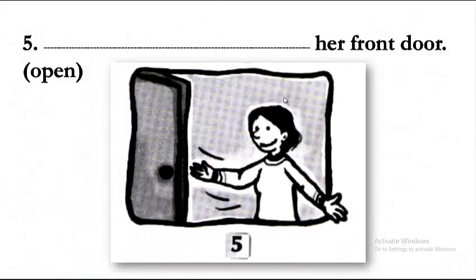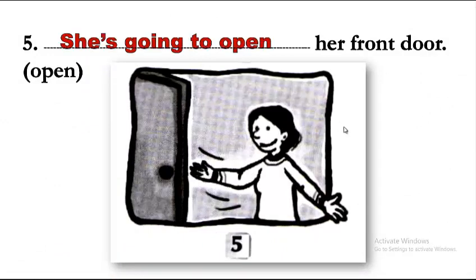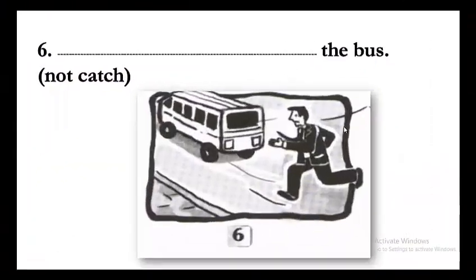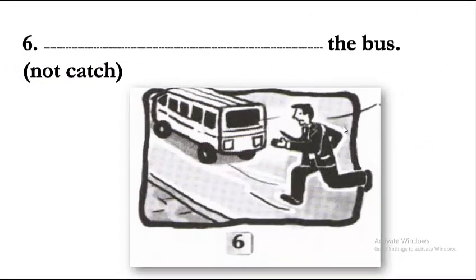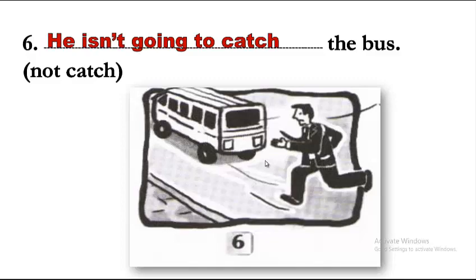Number 5. Look, what is she going to do? That's right, she is going to open her front door. Number 6. Look at the picture. What is he going to do? Or what is going to happen? He is not going to catch the bus.